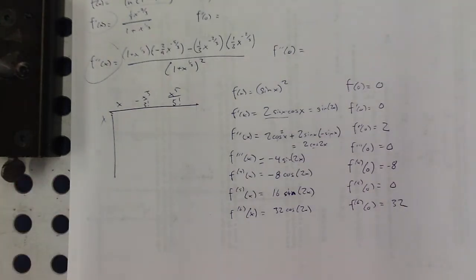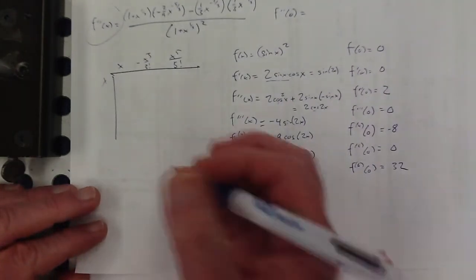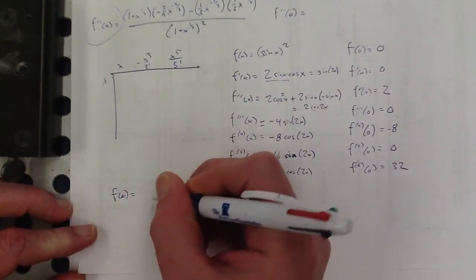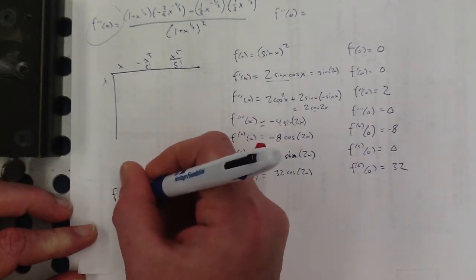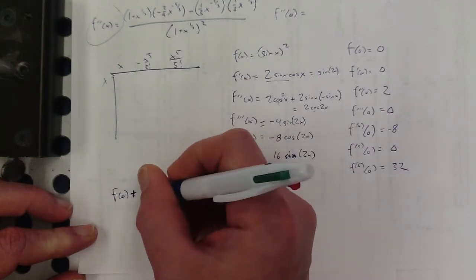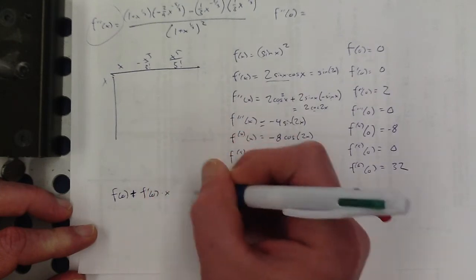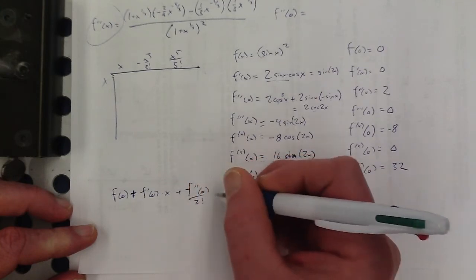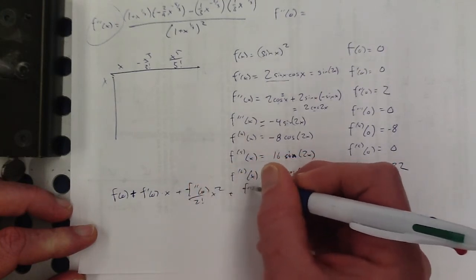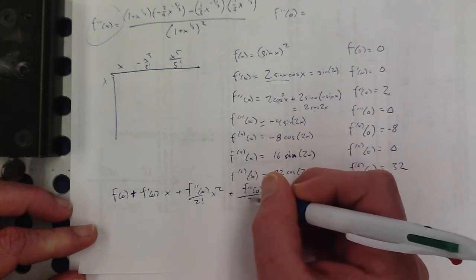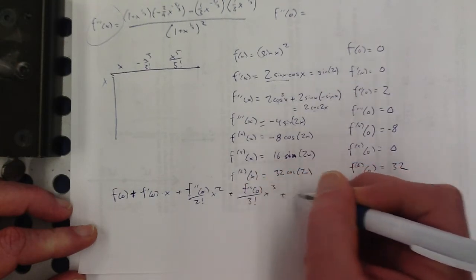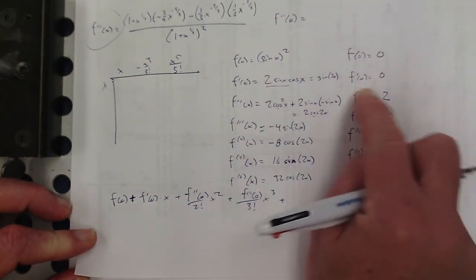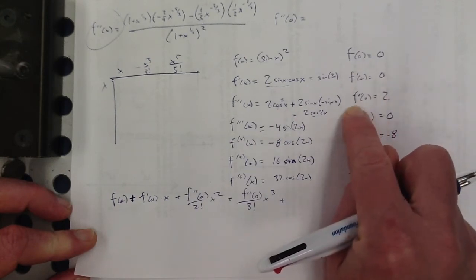Okay, so I got those, and I know that the recipe for a series is f of 0 plus f prime of 0 times x plus f double prime of 0 over 2 factorial times x squared plus f triple prime of 0 over 3 factorial times x cubed, and so on. So my first term, or my 0 degree term, is gone. The first thing I have is my second degree term.